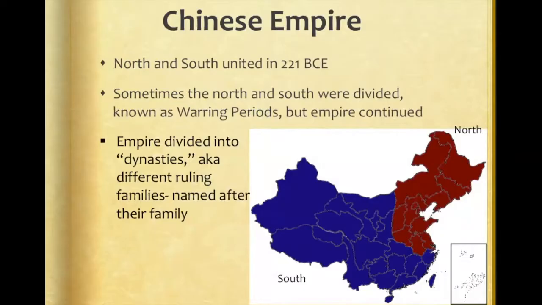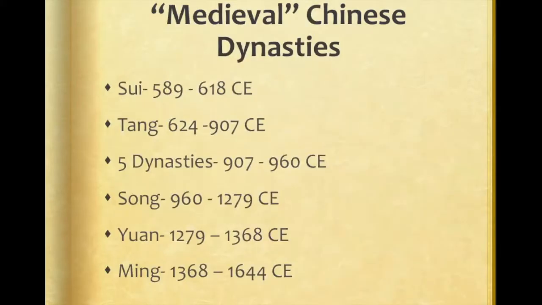Going back ancient, they united in 221 BCE. That's when the North and the South were united. For the next thousands of years, sometimes that North and South was divided a couple of times. Those were known more as warring periods when people are fighting for power. And each time they became united again, there was one family leading. It was called a dynasty. So yeah, different ruling families usually name those dynasties after themselves. For example, the first one is the Sui or Sui 589. We will get to all of those listed right there.